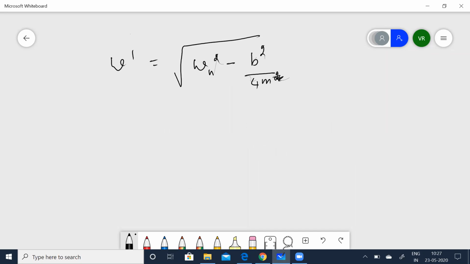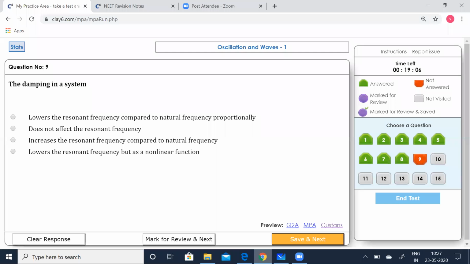Yeah, v squared by 4m squared. I'm sorry, v squared by 4m squared. So if omega n is the undamped natural frequency, from this equation you can see that omega dash is lesser than omega n. That means it increases the resonant frequency compared to the natural frequency.